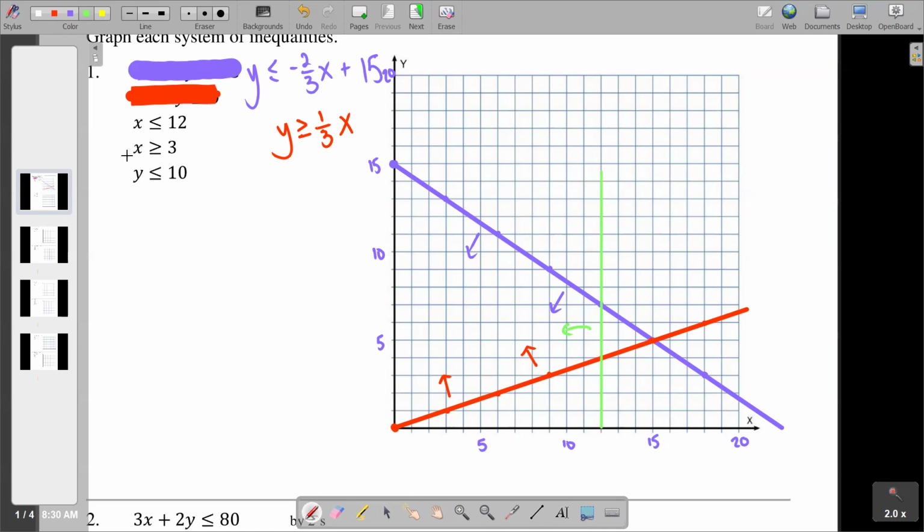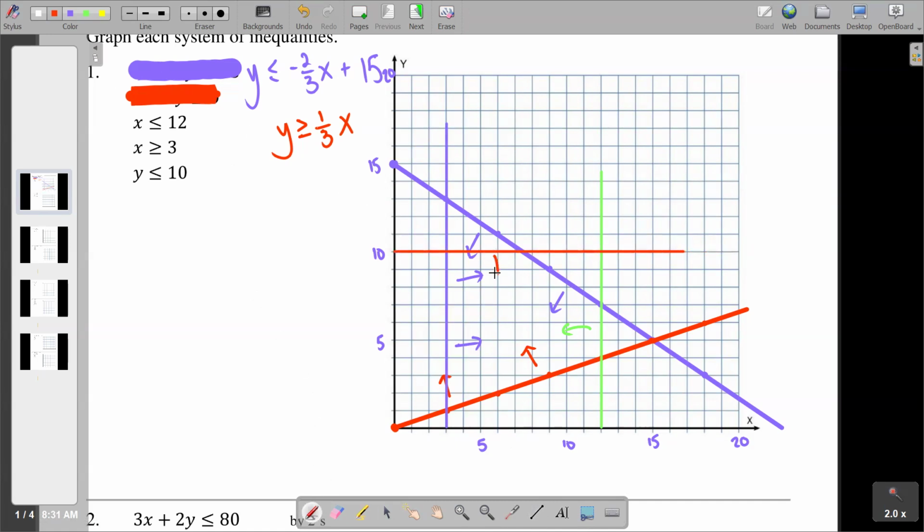And then x is greater than or equal to 3. We have another one. So we're going to go to 3 and draw a vertical. And that shading again goes in. So we're going to go up to 10 and go across. And again, the shading is down.